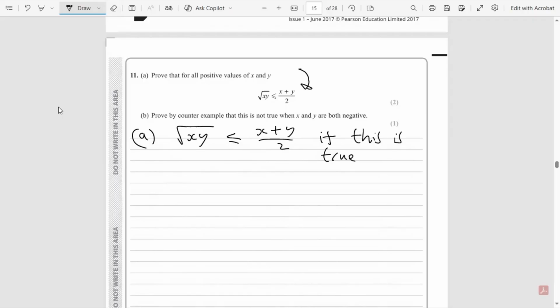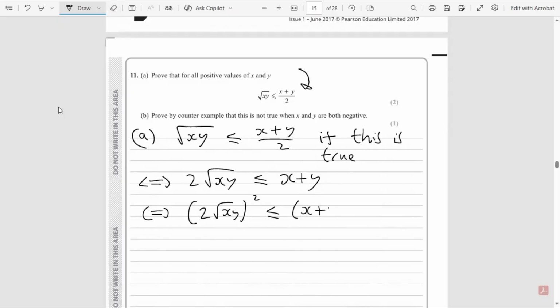If this is true, then this statement is equivalent to saying that 2 root xy is less than or equal to x plus y. Now, because there's a square root on the left-hand side of the inequality, it makes sense to square both sides. So this thing squared is less than or equal to this thing squared, remembering that both x and y are positive values in this case. So this statement is equivalent to saying that 4xy is less than or equal to (x plus y) all squared.